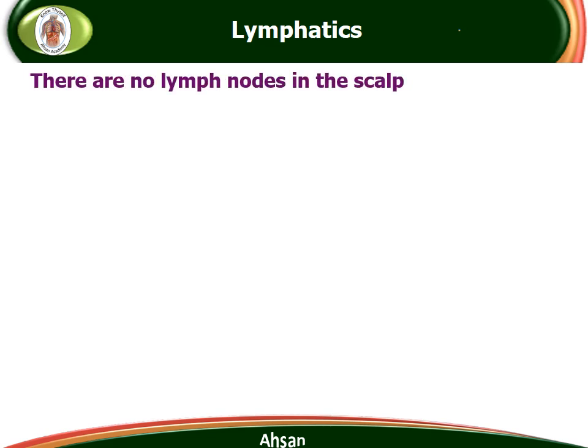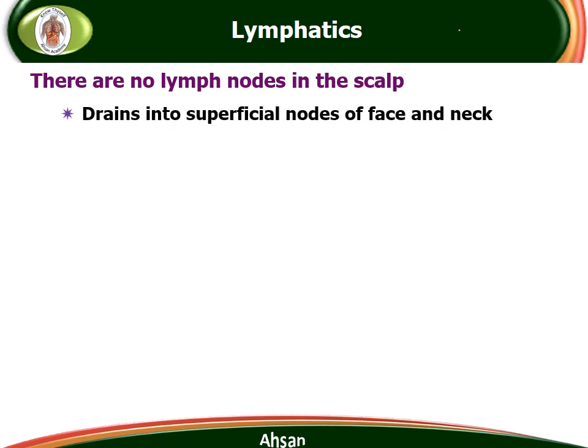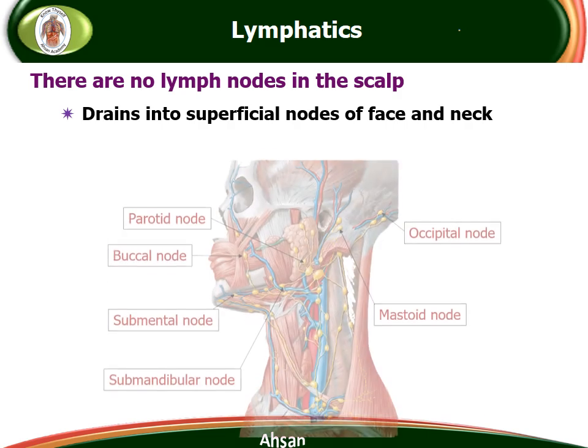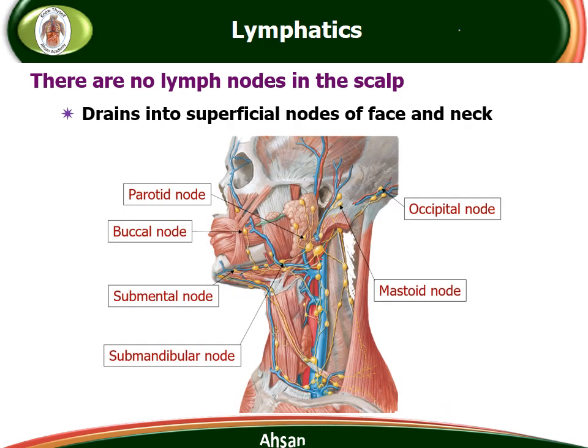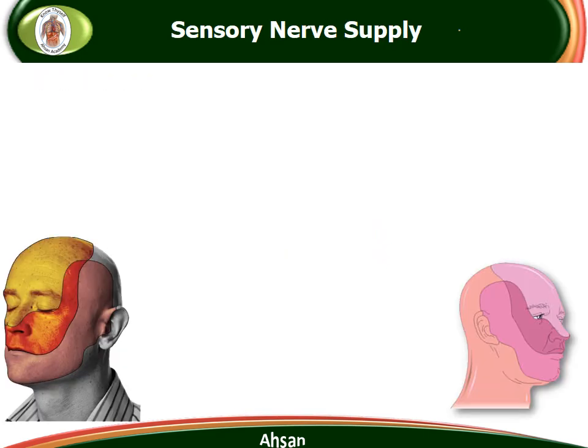There are no lymph nodes in the scalp, but lymph vessels originate in the different layers of the scalp, with superficial and deep plexuses. All the vessels converge to the lymph nodes present in the face and the neck. In the face we have the parotid and buccal lymph nodes, and at the junction of the head with the neck we have the submental, submandibular, mastoid and occipital groups of lymph nodes. They receive the lymphatic vessels from the scalp on their respective sides.